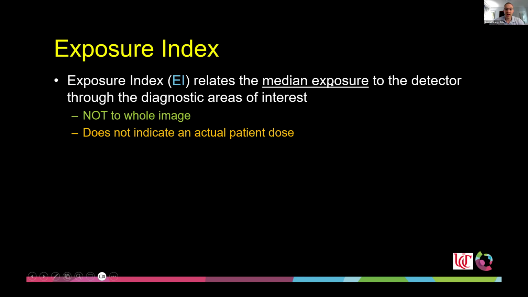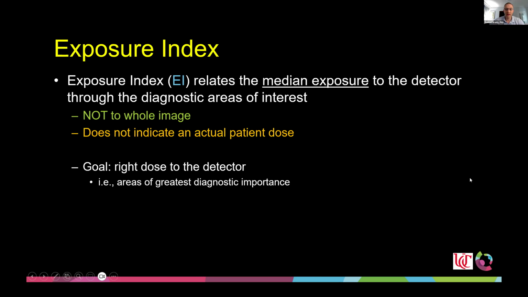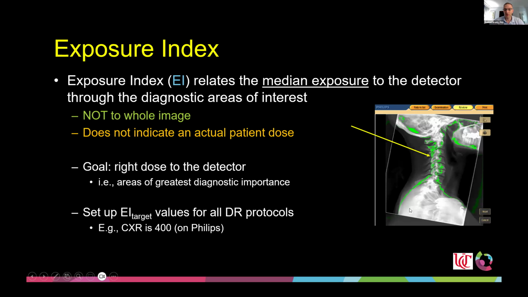They measure the average dose to the detector through the anatomy of interest. So if we're doing, say, this C-spine imaging, we want to make sure we get the right dose through the C-spine so the image quality will be appropriate for the radiologist to make their reading. We don't care as much about the dose through, say, the soft tissue or the shoulder or the skull. And so the EI value measures the dose through these areas of interest.